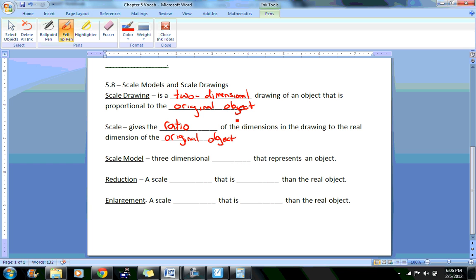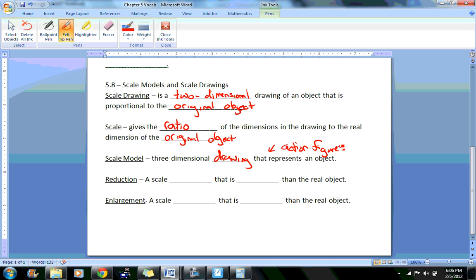Okay, a scale model then is a three-dimensional drawing. Meaning, like, a scale model is an action figure. We are going to focus on scale drawings. We're not going to make you do three-dimensional stuff in here.